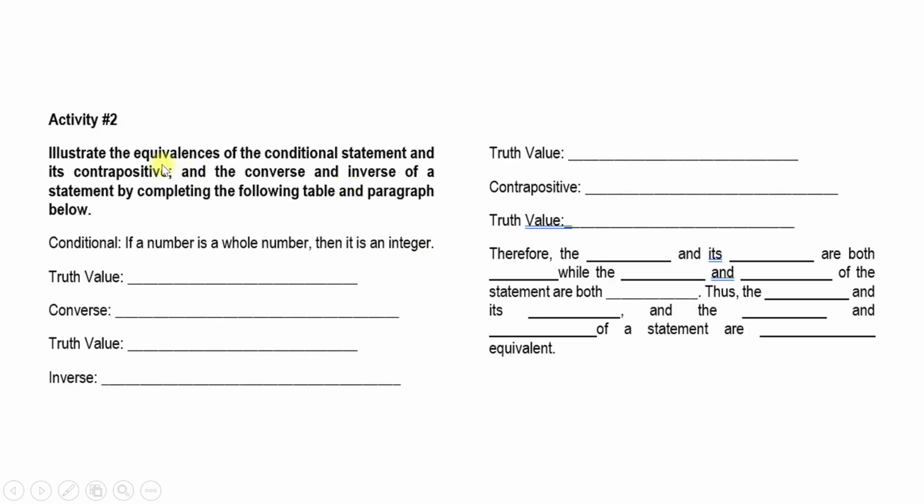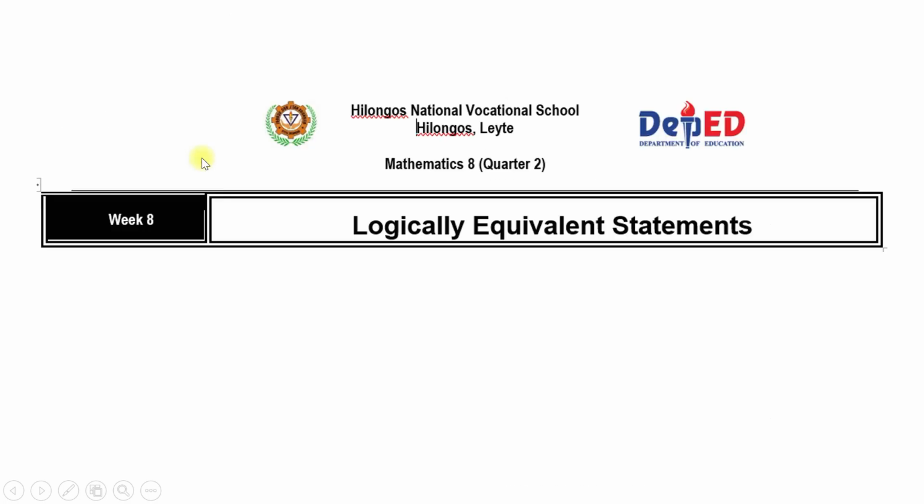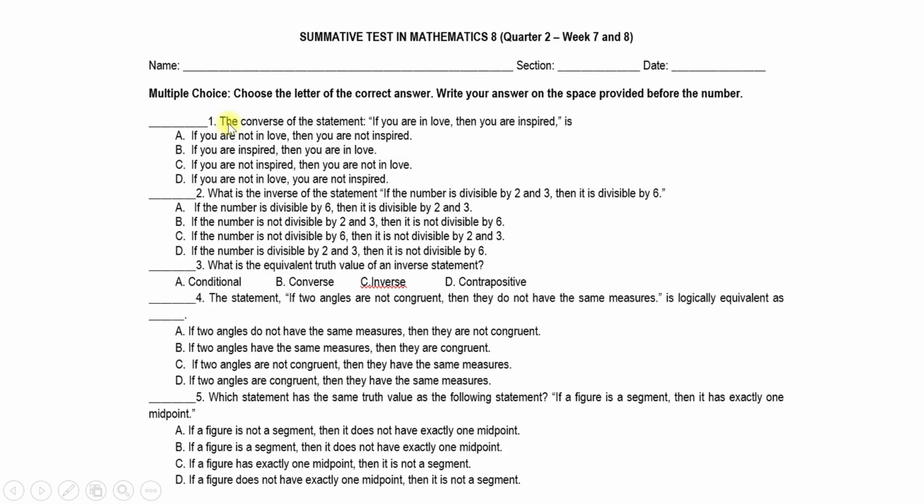Okay, here is your activity number 2. Again, the answer is this one. Okay, for your summative test, it is still multiple choice, 1 to 10. And please write your answer on the blank before the item number, and then pass it back together with your answer sheets.